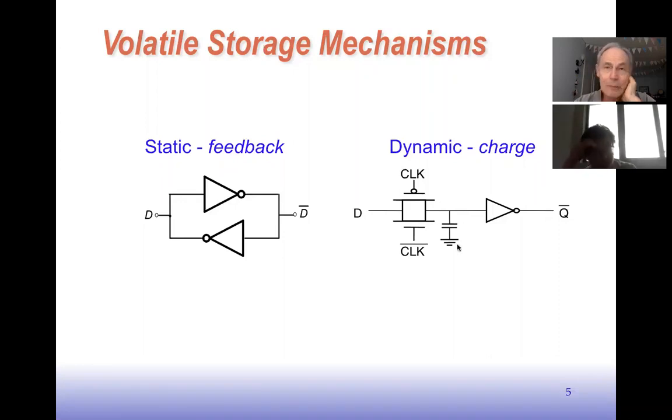The leakage is somewhat dependent on temperature, as we talked about last time. In fact, it's exponentially dependent on temperature. So this works better when chips are not hot. It's the principle that's used behind dynamic memory.